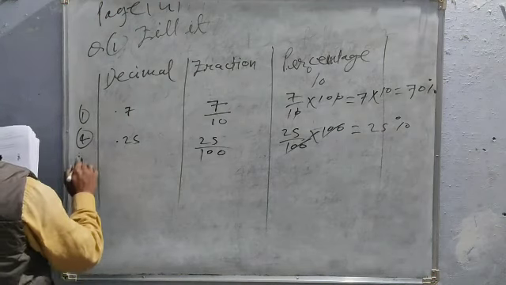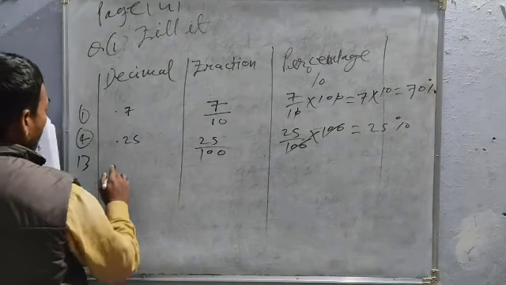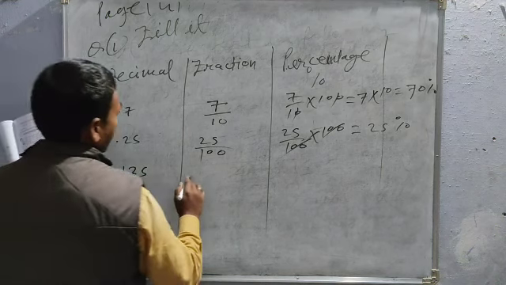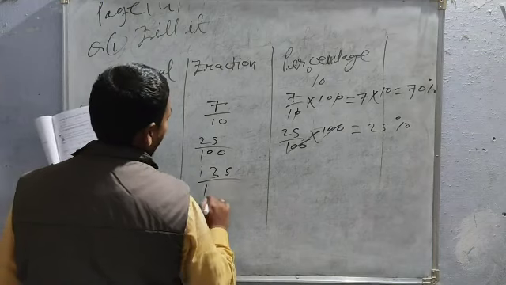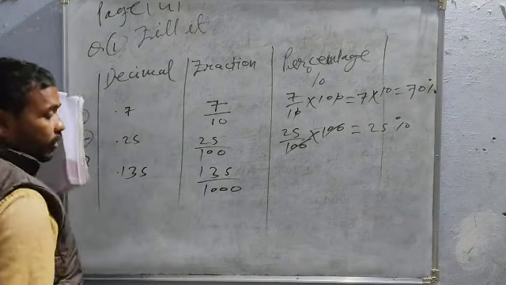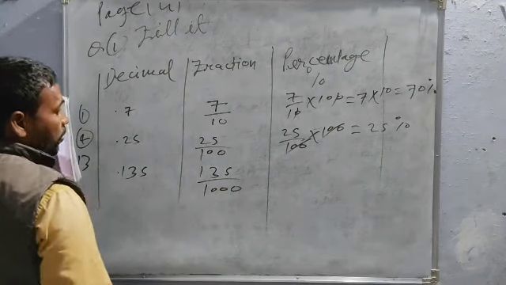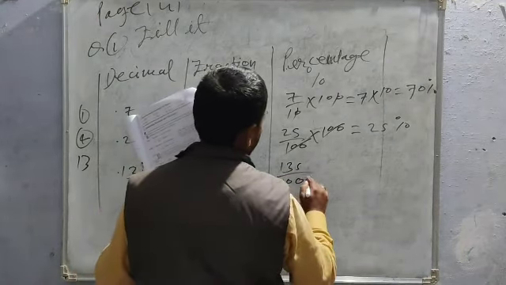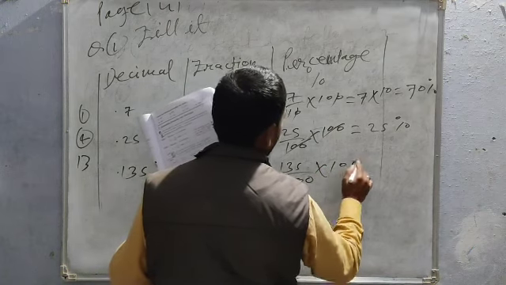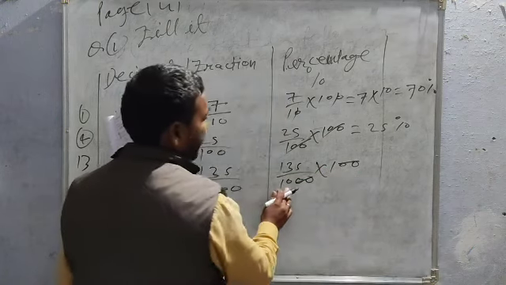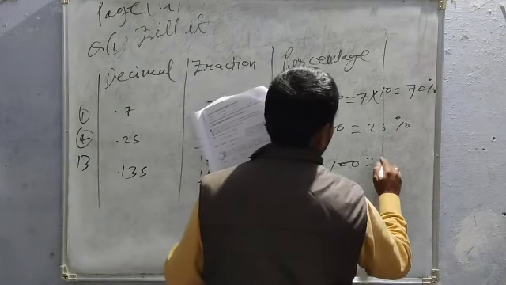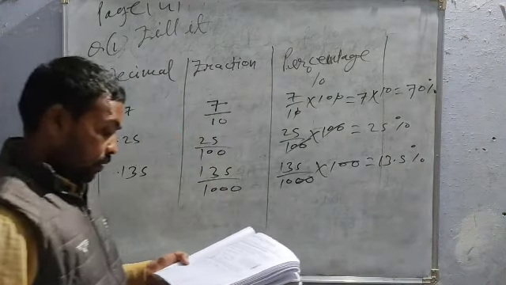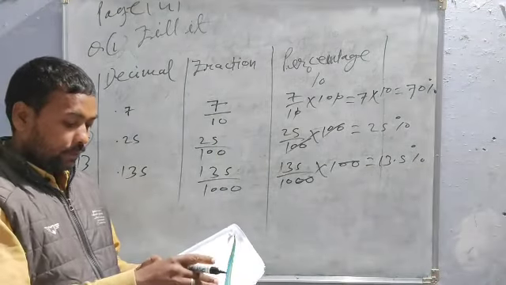Here now 13, this is different, and here given 3 decimal places, 0.135. You can write 135 as numerator and denominator 1000. Suppose decimal as 1, 3 decimal places, so 3 zeros, and then convert into percentage. Multiply by 100, 2 zeros cancel. 135 by 10 is 13.5%. So the remaining questions you should complete yourself.